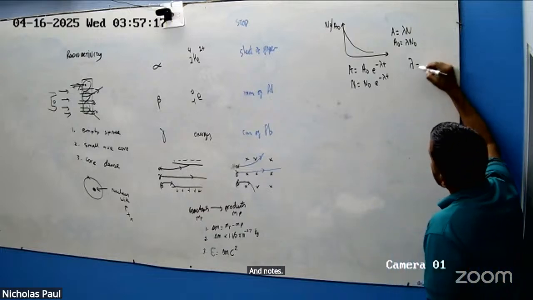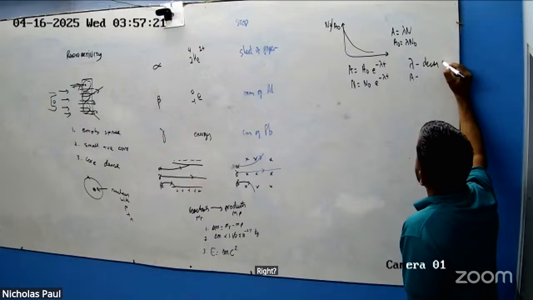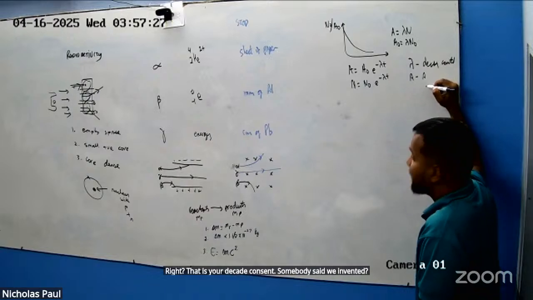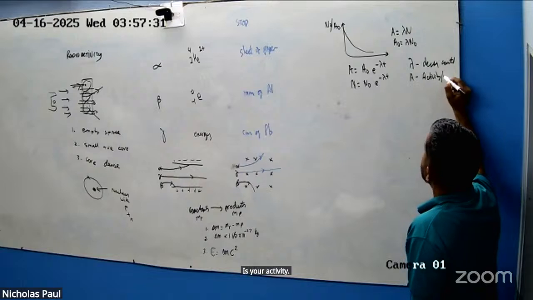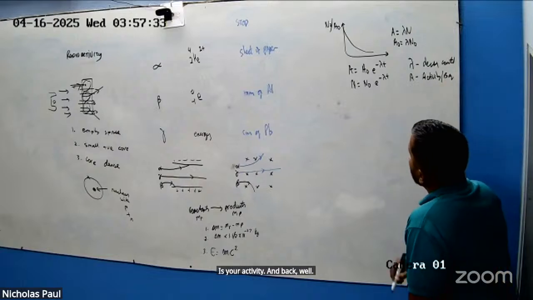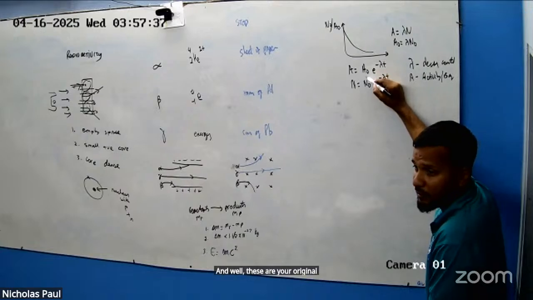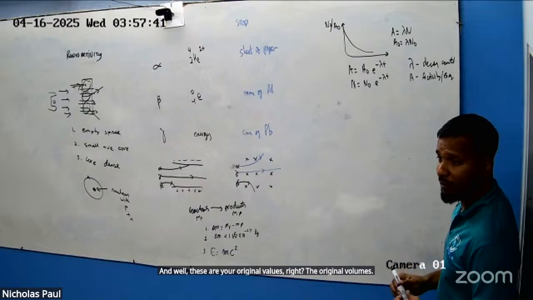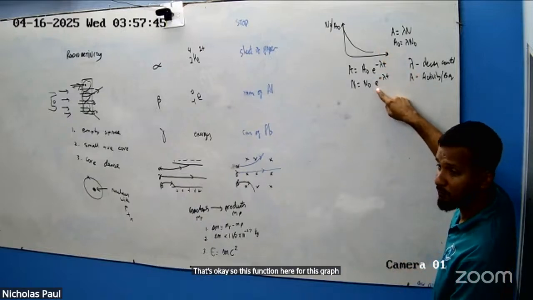What's lambda again? That is your decay constant. Somebody said wavelength. A is your activity in Becquerel. And these are your original values, right? That's okay? So the function for this graph is exponential.